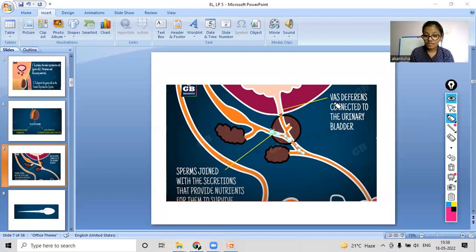So now we will discuss the vas deferens, connected to the urinary bladder. The vas deferens, as you can see, is a tube-like structure connected to the urinary bladder. The urinary bladder is where the urine gets collected, right? And the sperms join with the secretions that provide nutrition for them to survive. So here, these are the sperms, right?